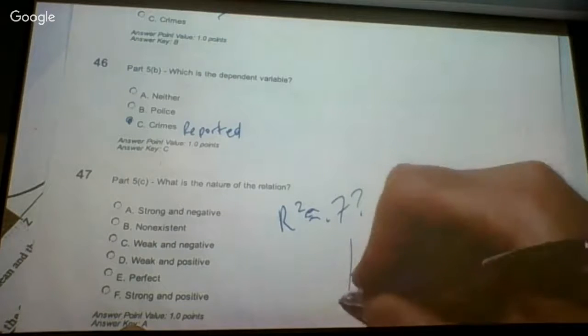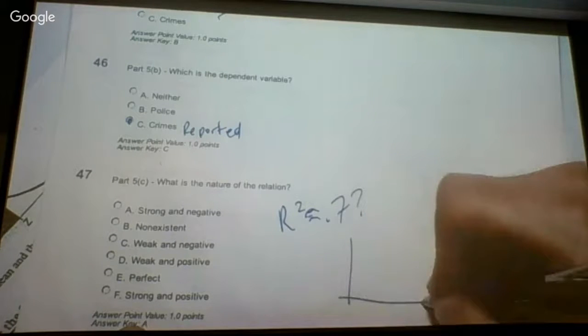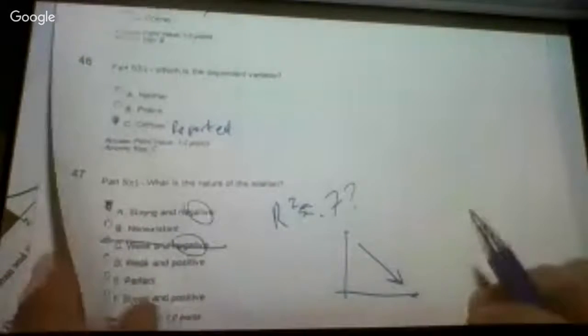But we did see our line of best fit was negative. So it's going to be either this one or this one. And it certainly wasn't weak. It's a pretty strong relationship. So I think 47 was strong and negative.